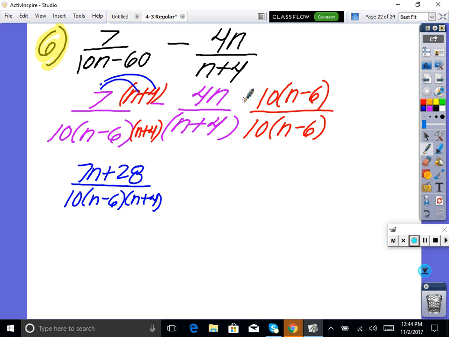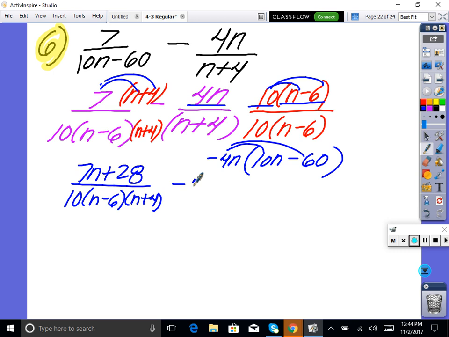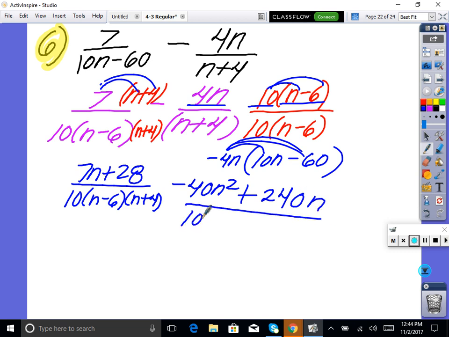Then right here, now order, we're doing negative 4n times 10 times that. Couldn't I multiply these two and then multiply it in here? Let's do that. So that's 10n minus 60, isn't it? Times negative 4n. Let's distribute that in. So wouldn't that be negative 40n squared? And then right here, plus, what's 60 times 4? Let's see. Yeah, 240, positive 240n, correct? And that's all over 10, n plus 4, n minus 6. Now look, your denominators are the same, so you can combine like terms on top.